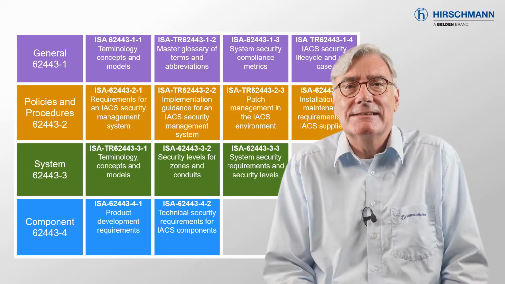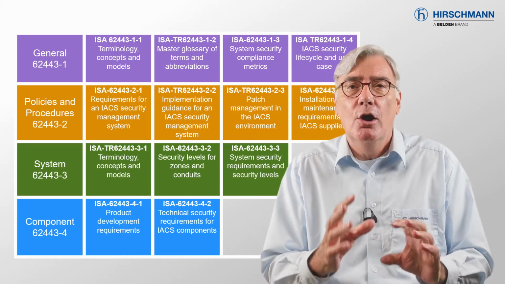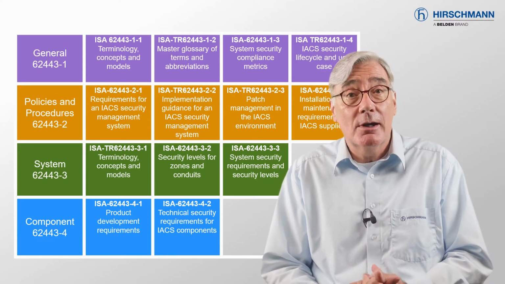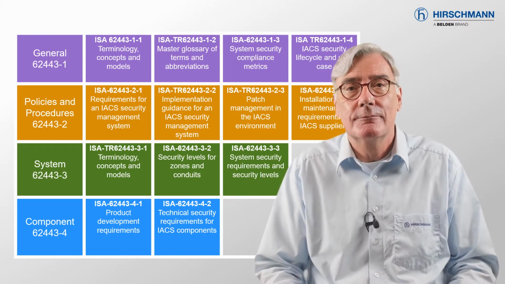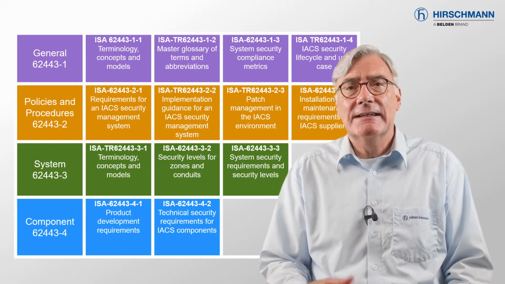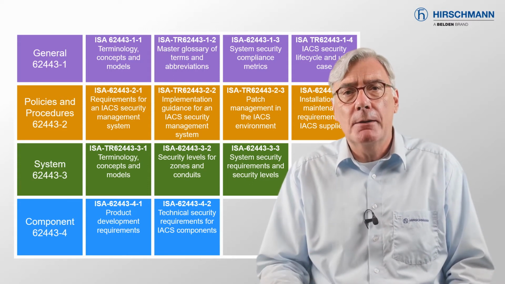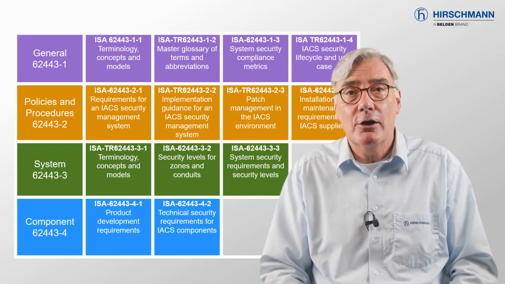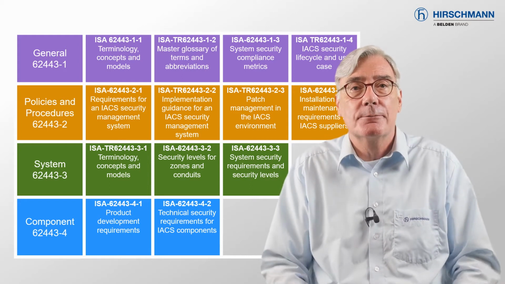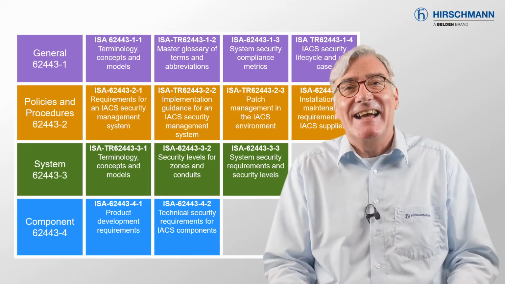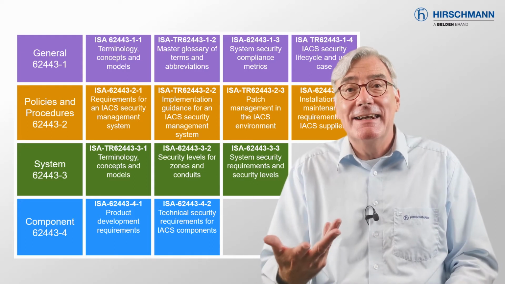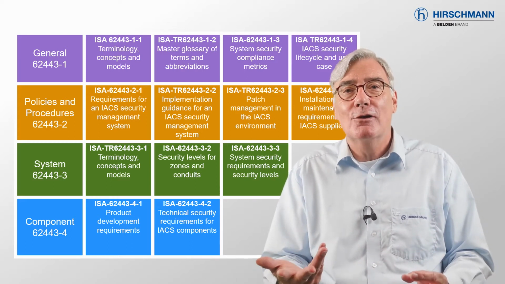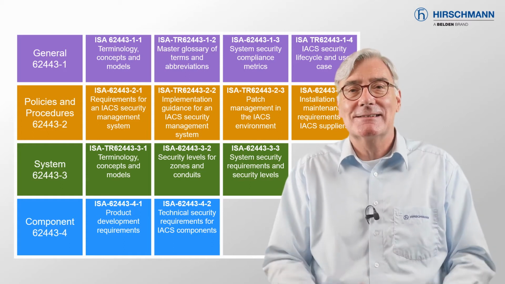The policies and procedures standards provide guidance on creating and maintaining a secure system, including security policies and risk management. The system standards provide guidance on designing and implementing a secure IACS, including cybersecurity technologies and mitigating methods. The component standards describe the development lifecycle requirements and technical functionality levels for industrial network components.